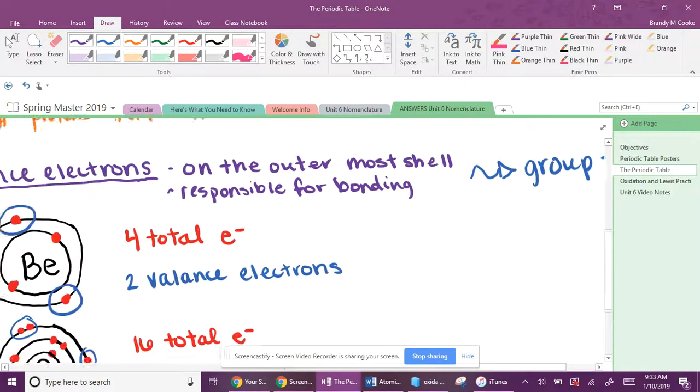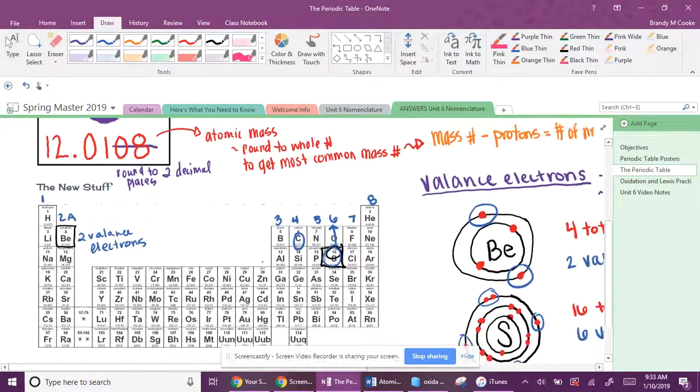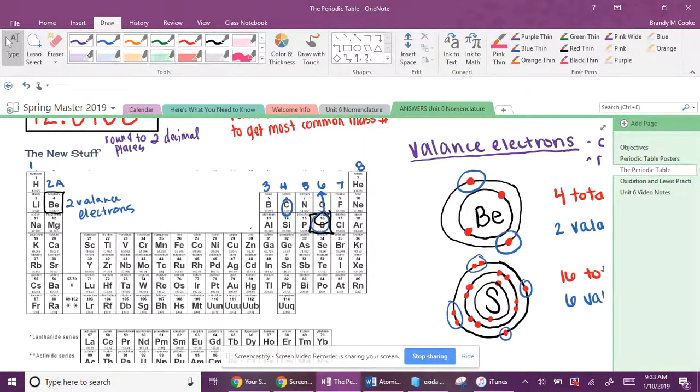And we said that these are important for bonding, and I'm going to show you guys why. So basically, all the elements on the periodic table want to be happy. What does it mean to be happy? To be happy means to have a full outer shell.